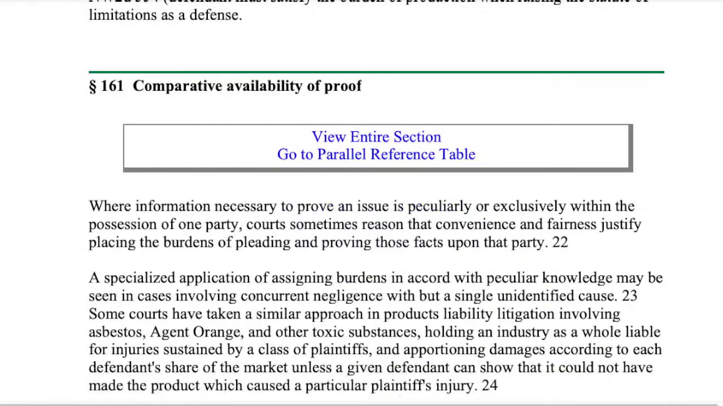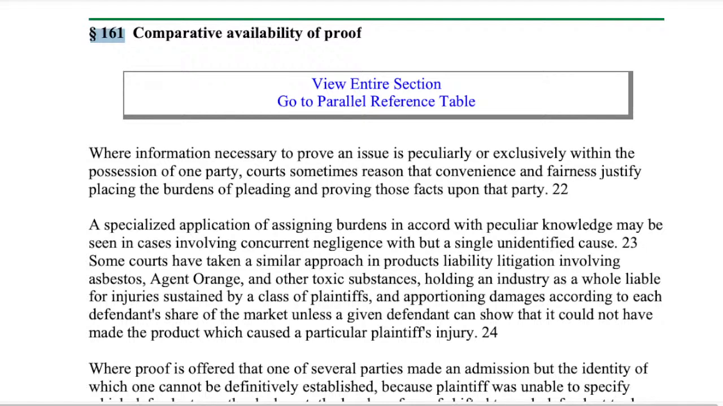All right, so now we're on to section 161, comparative availability of proof. And let's jump over here to the chat. Make sure we're all good and clear on that. Indeed. Let's proceed.